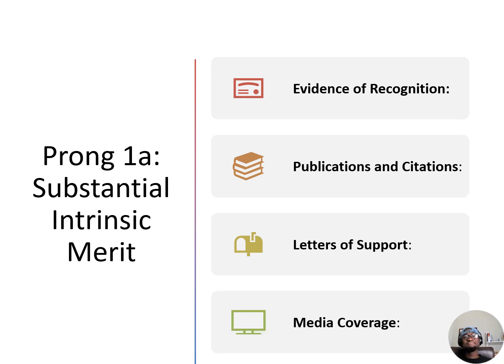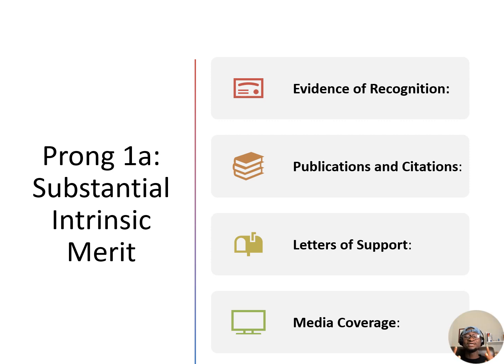And the last one is the media coverage. A lot of people don't really consider this, but if you have any articles or reports in reputable media or just in media outlets that discuss your work and its implications, this can be a very powerful indicator of your merit or the value you are going to contribute to the United States. So basically, seeing your work in the media is a testament that your proposed endeavor or whatever you are doing is of substantial merit.